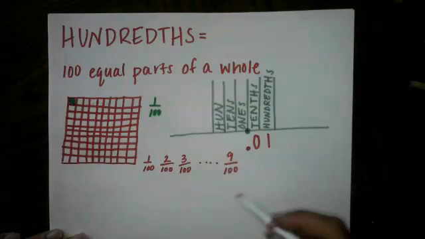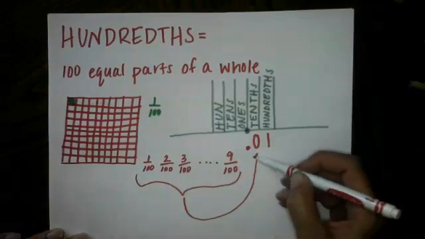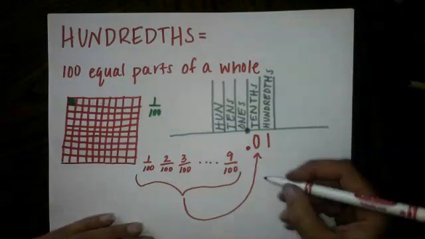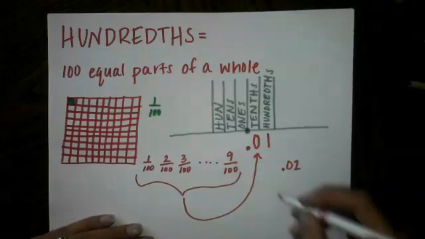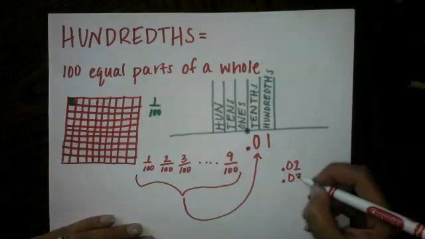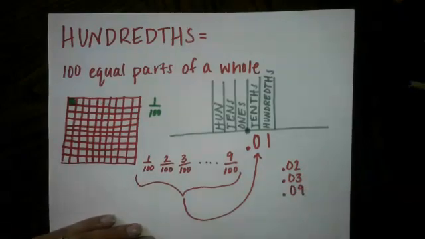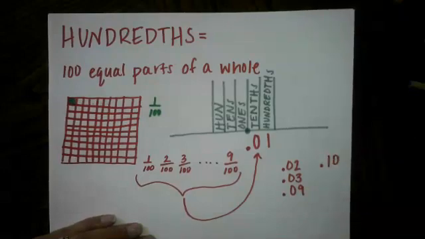You need to make sure that you put a 0 in the tenths place, because if you don't, it would not be a 100th, it would be a tenth. So you'd write 2/100ths like that, 3/100ths like this, 9/100ths like this. Okay, once you get up to 10/100ths, you don't have to hold that spot anymore.